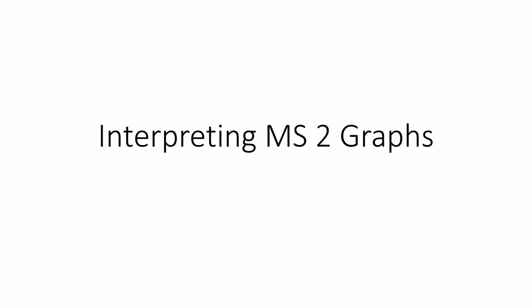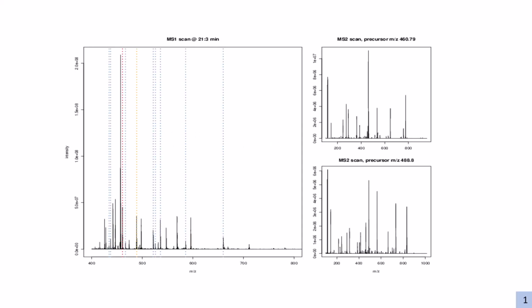In this video, we will be analyzing a simplified MS2 graph to determine a peptide sequence. In order to create an MS2 graph, the mass spectrometer is analyzing individual peaks from an MS1 graph. Each peak is a peptide segment from a whole protein and needs to be analyzed further to determine the individual amino acids in the sequence.